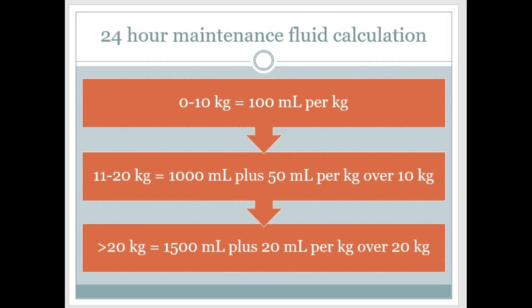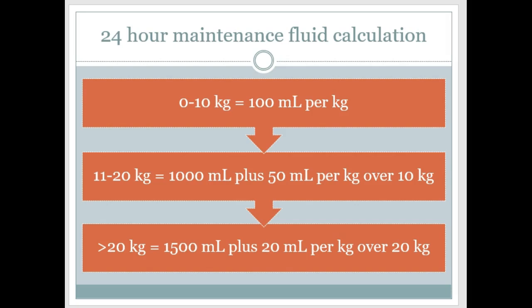So for the first 10 kilograms, we're going to use a ratio of 100 milliliters per kilogram. If a child weighs more than 10 kilograms, somewhere between 11 and 20, we're going to take that 1,000, which is for the first 10 kilograms, and then the ratio for the kilograms over 10, but not up to 20 yet, is going to be 50 milliliters per kilogram.